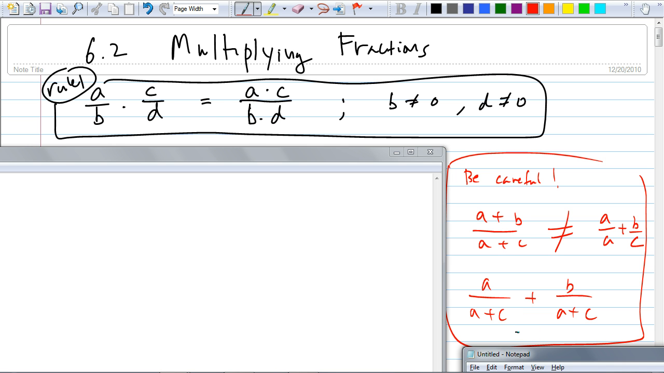You just add the numerators with the same fraction. That's that common denominator, right? So please don't get these confused, okay? Because if you are confused with these, you're going to make a big mistake.